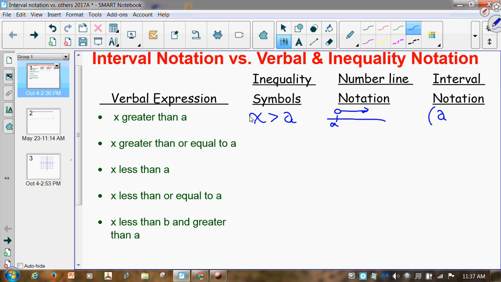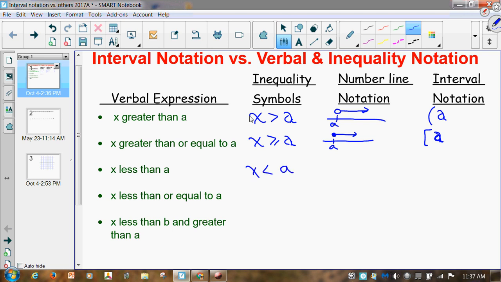For x greater than or equal to a, we use x greater than or equal to a, and remember on the number line, if this is point a, we would fill in our circle, right? And for interval notation, the change is that instead of using a soft parenthesis, we use a hard bracket, and that's that.